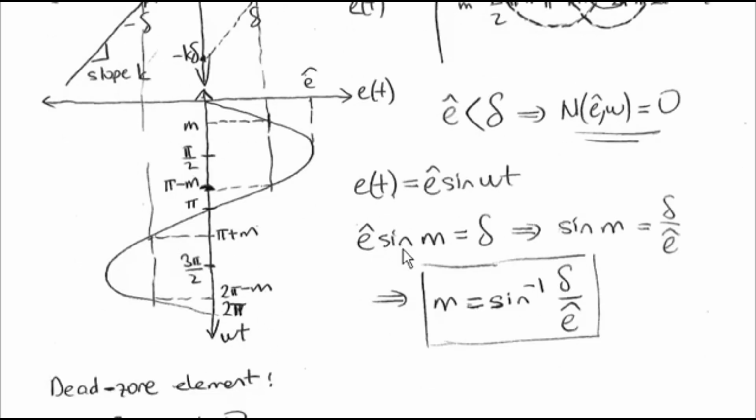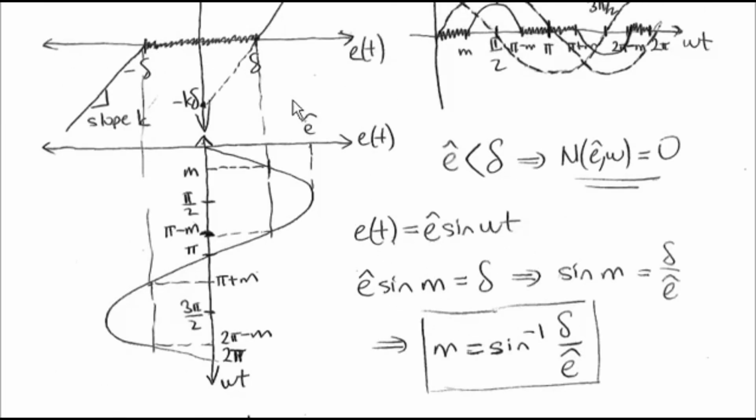So E hat sine m is equal to delta, therefore sine m is equal to delta over E hat, and this angle is between 0 and pi over 2, so I can take the arc sine. Sine inverse of delta over E hat is going to be my m.